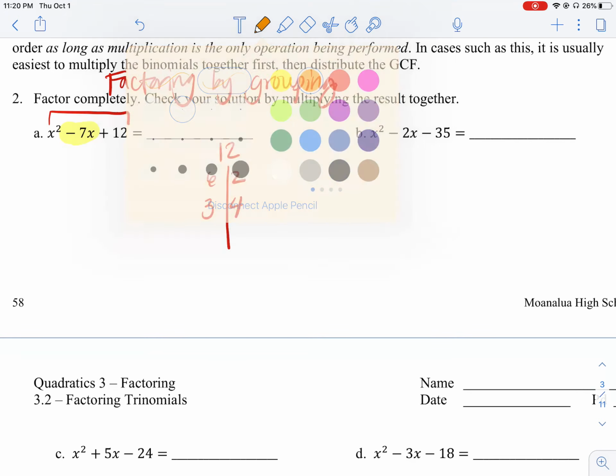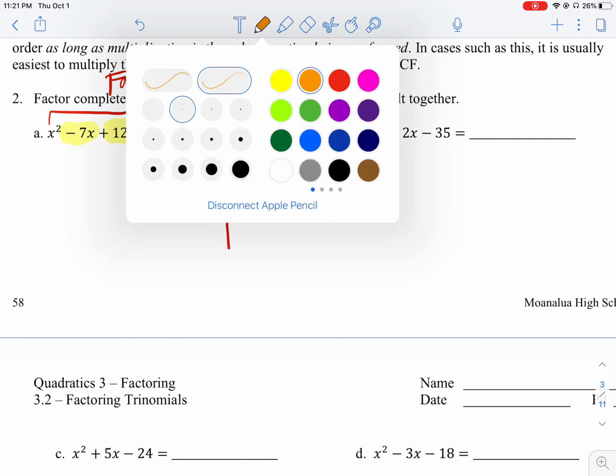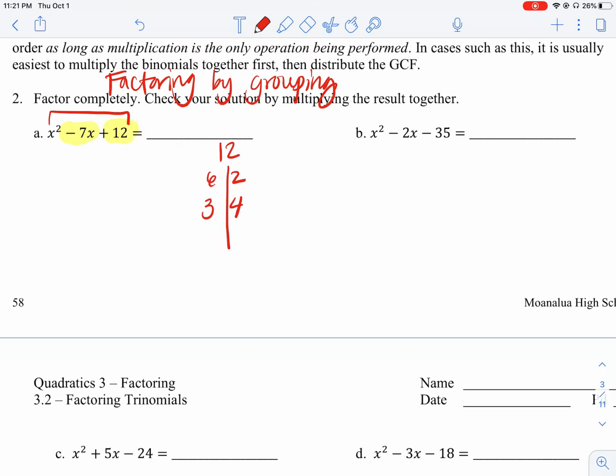But then you need to also figure out that you multiply it. Let me change the color. So you multiply it to get a 12, but when you add it, you get a negative 7. So right now, all of my pairs multiply to 12, but none of them add to negative 7. So in order for me to make that change, why don't I make them both negative? Now, these two numbers, when you multiply them, you get a 12. When you add them, you get a negative 7. So this is the perfect pair for our trinomial.